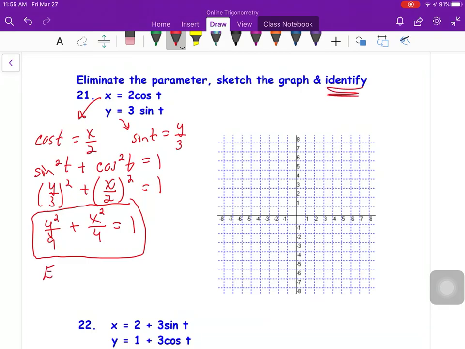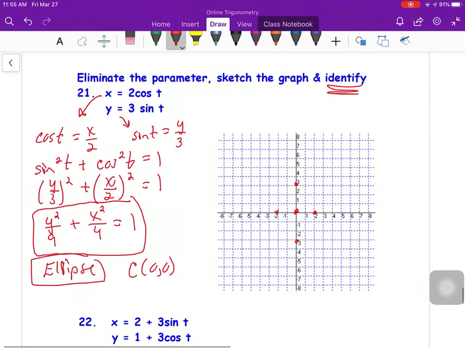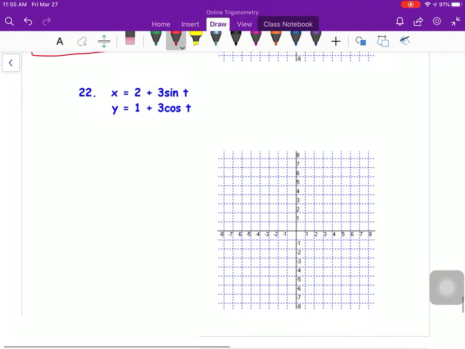We also have to classify it or identify it. This one is an ellipse. The center for this ellipse is 0, 0. We move out the square root of 9 in the y direction, so we move up 3 and down 3. The square root of 4 in the x direction, so right 2 and left 2. And then we go ahead and draw our circle. I'm sorry, we draw our ellipse. Okay.